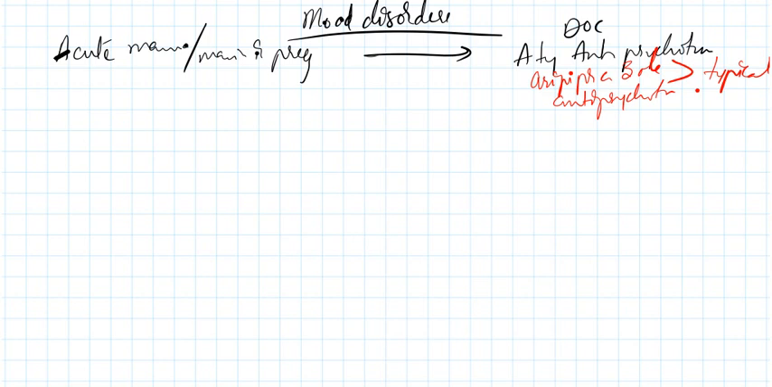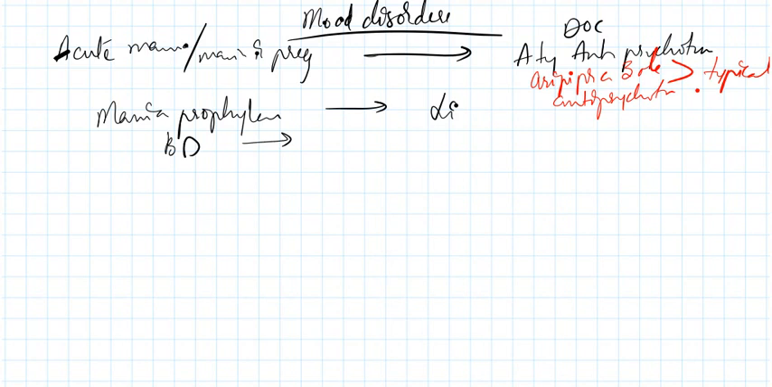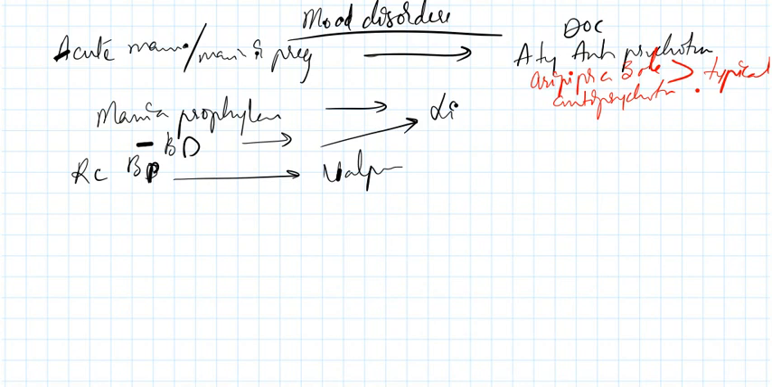Right? Now, if someone asks you what is the prophylaxis for mania, you can go for lithium. If someone asks you about bipolar disorder, then also you can go for lithium. But if someone asks you about rapid cycling bipolar disorder, then the option changes. If it is normal bipolar disorder, you go for lithium treatment, but if it's rapid cycling bipolar disorder, you go for valproate.